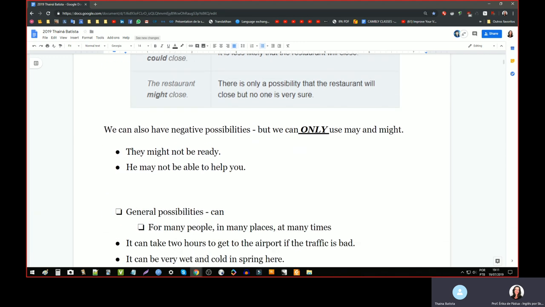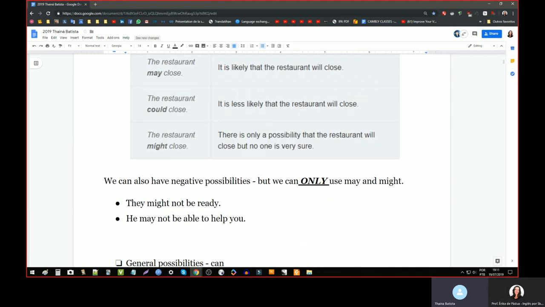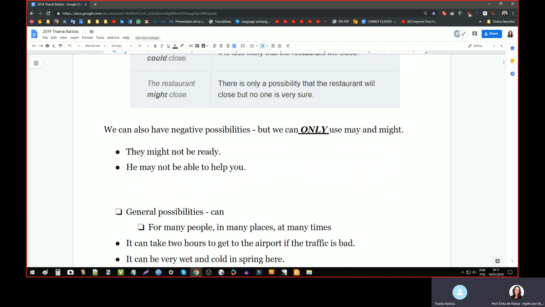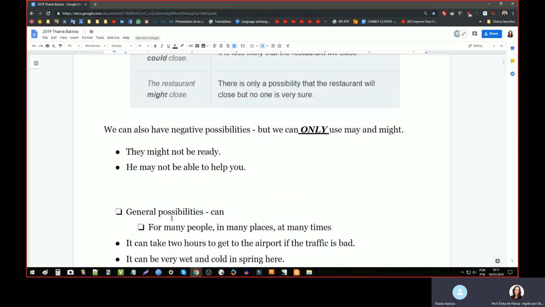This is nice. Okay. So now we can also have negative possibilities. But in that case, we only use may and might. We can't use could. So here are some examples. They might not be ready. He may not be able to help you. So in that case, we need to pay attention to that. We cannot use could nor can, right? Just may and might in the negative form.